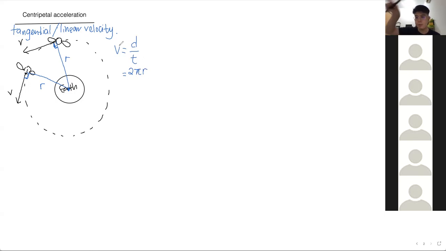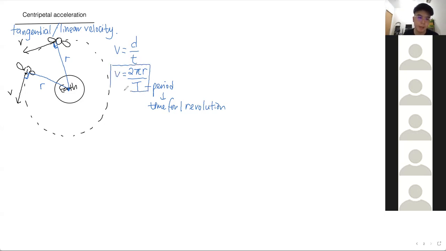Okay, so one round, divided by the time taken for one revolution. We call it the period. Period is the time for one revolution. So you get this formula, which we call the orbital speed of the satellite. Not only satellites, it can be applied to planets. Anything that is moving around something, you can calculate the orbital speed with this one. So this is the first type of calculation.